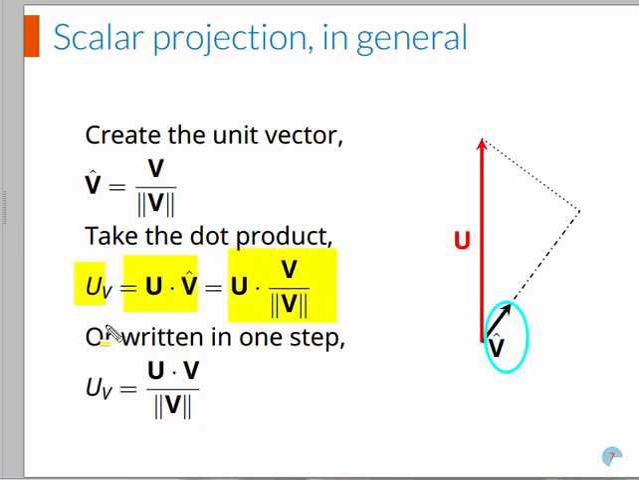Often this is written, as I said, in one step, and here's what the steps mean. You've taken u and dotted it with a unit vector in the direction of v. So the terms here give you your unit vector. And the result of that, because it's the dot product, is a scalar. So the length from here to here is what I'm calling u projected onto v.